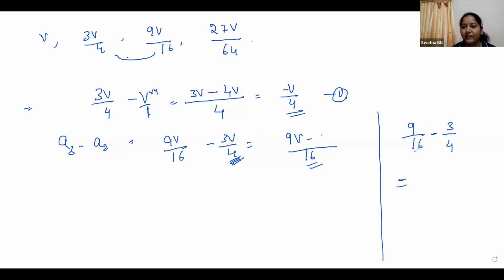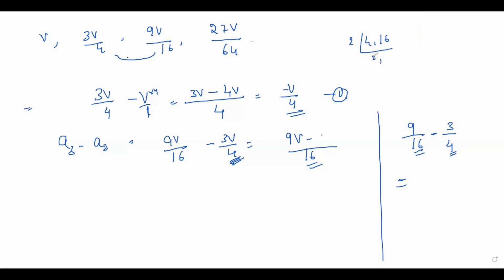Here, we are subtracting the fractions, right? We have 16 and 4 as the denominators. The denominators are different. So, when the denominators are different, you have to take the LCM. Okay, so what is the LCM here?